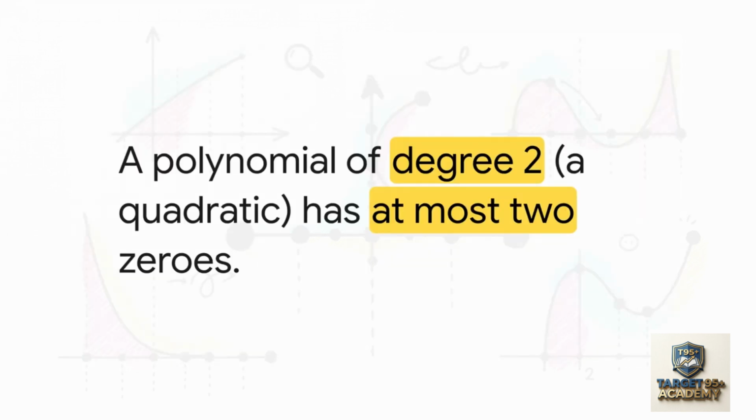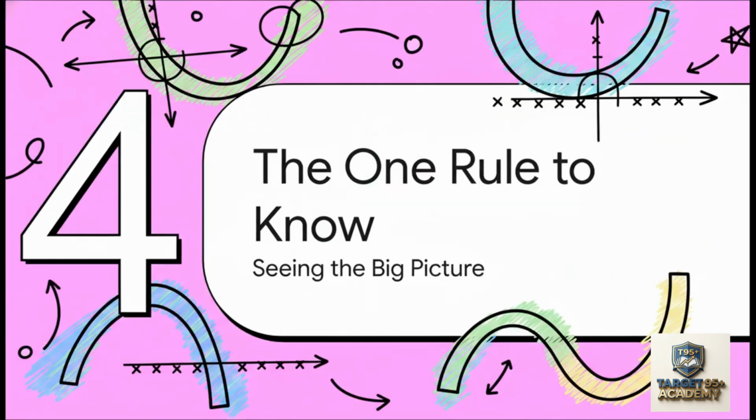So we've seen 2 zeros and 1 zero. The third possibility? Well, what if the parabola just misses the x-axis completely? It might be floating entirely above it or hanging out way down below. If it never crosses that line at all, well, then it has no zeros. Simple as that. So here's the big takeaway for these U-shapes. For a polynomial of degree 2, that's our parabola, the absolute maximum number of zeros you can have is 2. It can be 2, it can be 1, or it can be none, but it can never be more than 2.